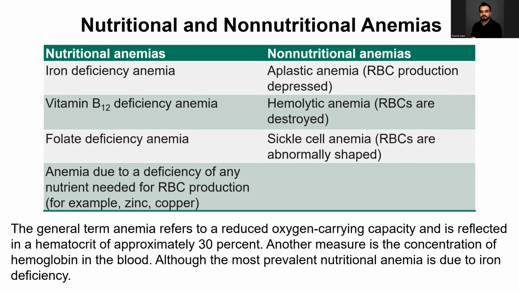So nutritional anemias, as you can tell from the name, are nutrition related anemias, like iron deficiency anemia, vitamin B12 deficiency anemia, folate deficiency anemia, and so on. And non-nutritional anemias are not nutrition related. We have aplastic anemia, hemolytic anemia, sickle cell anemia, and there are other types of anemias. So we have different types of anemias. They can be nutritional or non-nutritional.